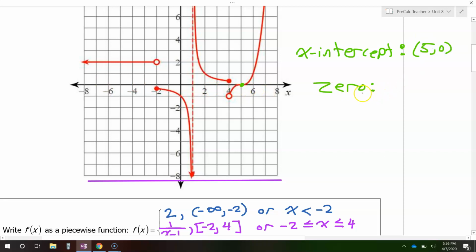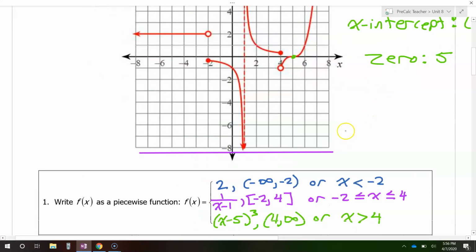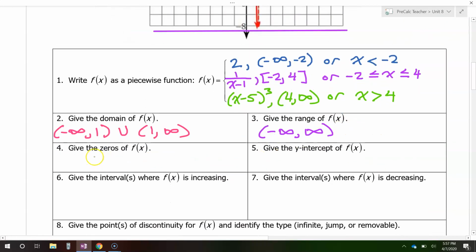However, a zero is just a number. So I won't say 5, 0. For a zero, I will simply say 5. That's the only difference. So in this case, we're asked to find the zeros of the function, and there's only one of them, and it is 5. Don't put 5, 0, just put 5.